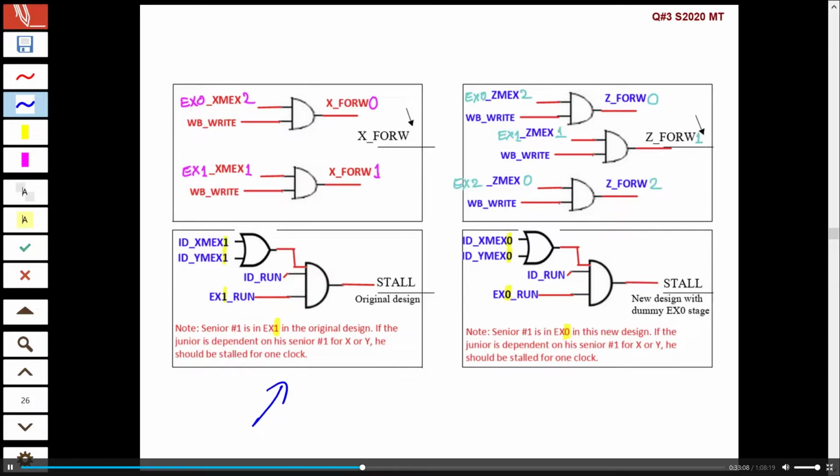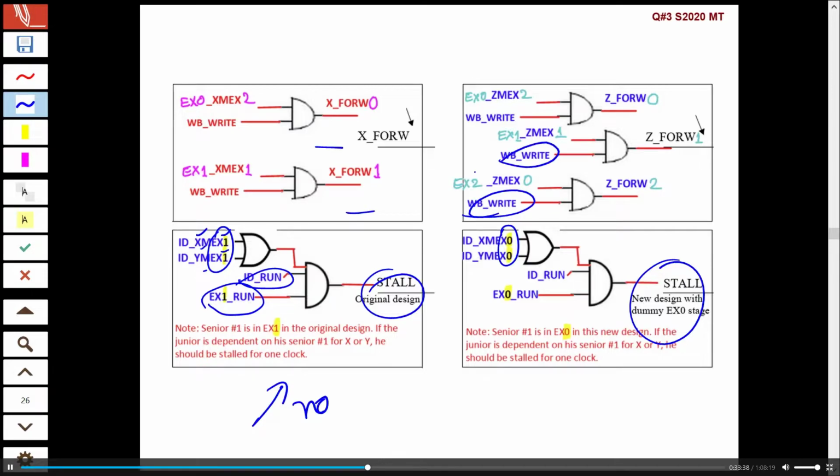In the original 3-element adder with no dummies, if I, the junior, am not a no-op, if my senior 1 is not a no-op, and if I have matched with my senior 1 for my X or Y, I would stall. Here the senior 1 is not the EX1 guy, but the EX0 guy, and the names changed, otherwise it's similar. And forwarding logic, it's always WB write for these cases, and the appropriate signal is brought to the appropriate stage. Okay.